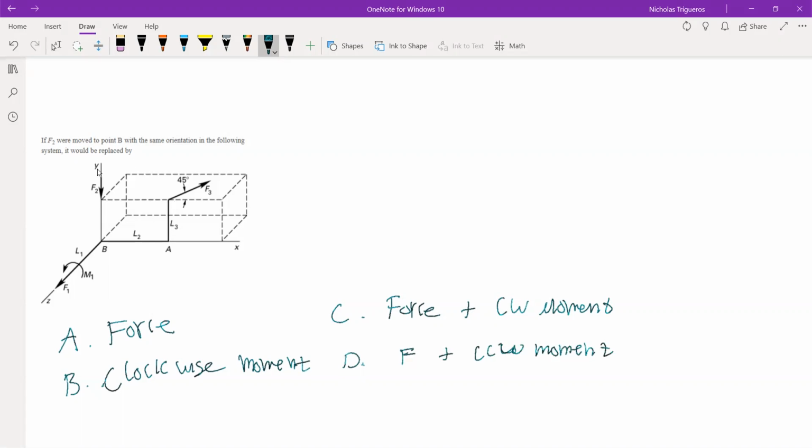All right, so let's see this force 2 right here. It's going down this direction. This is one of those features of statics where you have to know what happens to this force if you move it down here to point B. You can see they're in the same line of action, but what does that mean?